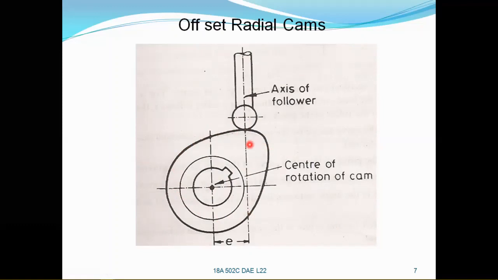So this is the simple working principle, and this follower remains in touch with the cam profile or cam surface by means of either gravitational force or the spring force. So this is the working of radial cams.